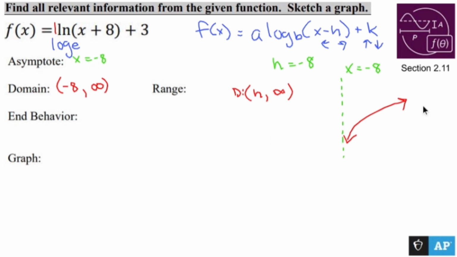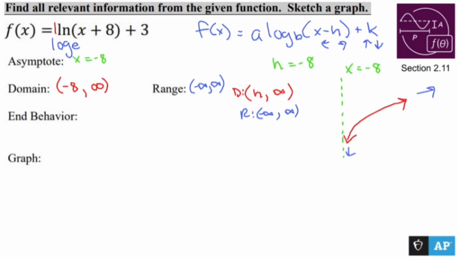Now, if you're looking at this and saying, we move this up 3, how does that affect my range? It doesn't. No matter what, this is going to continue going downward, and this is going to continue going up and to the right no matter what. So my range is always going to be, in this case, everything. And as long as a is positive, my range is always going to be negative infinity to regular infinity. Always, always, always.